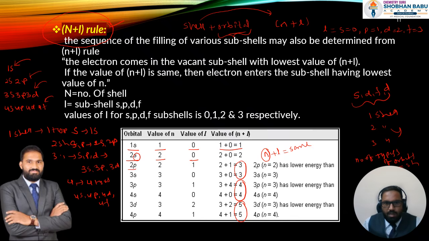So in 2p and 3s, both have n plus L equal to 3, but we fill 2p first. Why? Because of the lowest n value. One interesting fact is about 4s and 3d. Actually 4s is the fourth shell and 3d is the third shell, but the n plus L value of 3d is 5, while 4s is only 4. That's why we fill 4s first, and 3d later. It's one of the most important points in understanding the n plus L value.